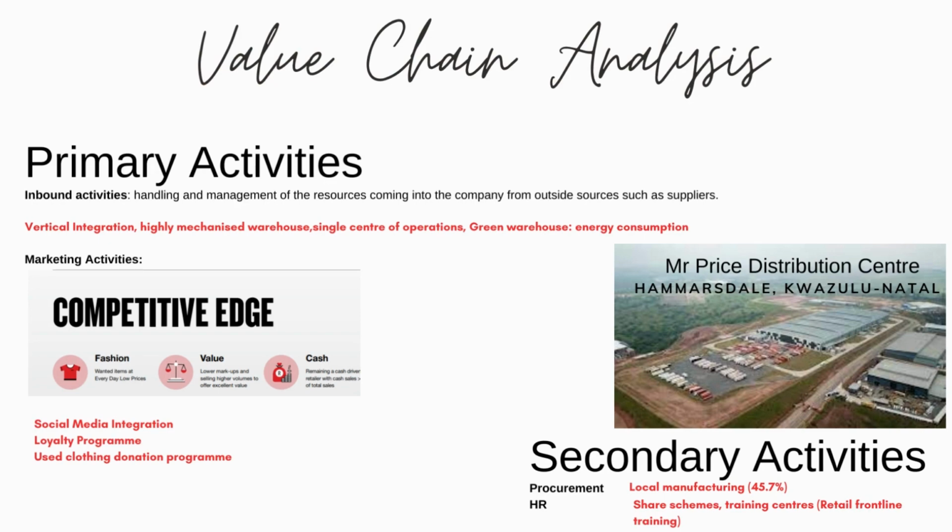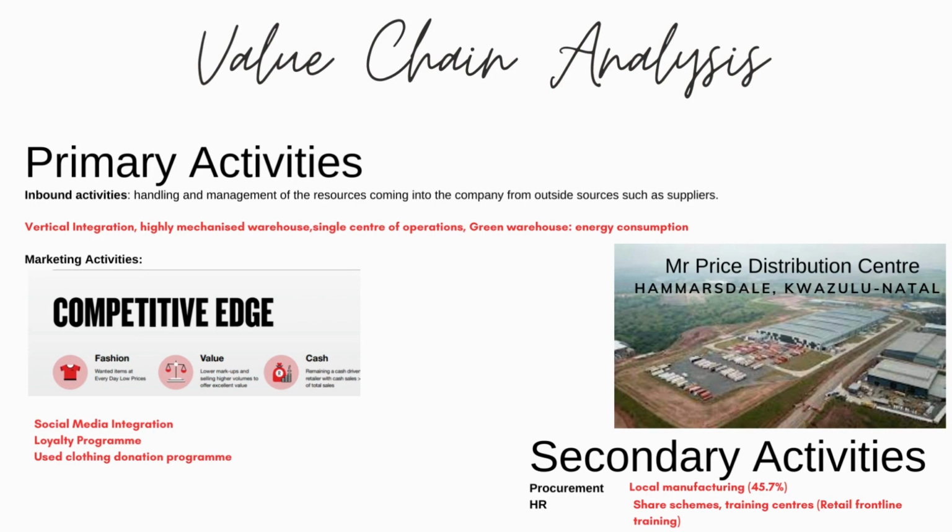So something that could happen, it's in red there, is vertical integration. Mr Price could decide to buy one of its suppliers, buy out the manufacturer, ensure that they are now producing and cutting costs, and they are actually sewing up the clothing. So that is vertical integration. Another idea is that they could have a highly mechanized warehouse. They automate absolutely everything so that they are cutting costs. They've already got a single center of operation, which I've said is that distribution center, but it could be even bigger. Maybe we need to include the Mr Price Home elements into that distribution center so that we've actually got everything under one roof.